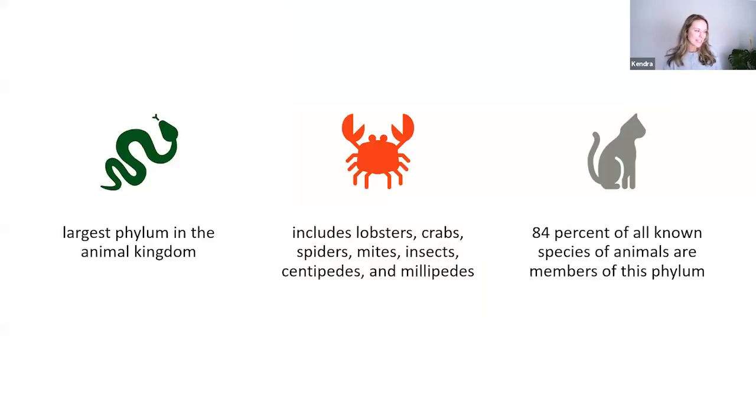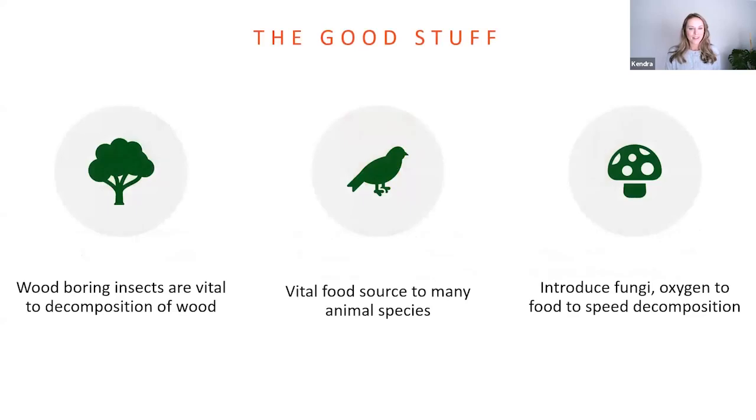First and foremost, insects are the largest phylum in the animal kingdom. The phylum Arthropoda includes lobsters, crabs, spiders, mites, insects, centipedes, and millipedes. And 84% of all known species of animals are members of this phylum, phylum being this group that we kind of bundle all of these creatures in together.